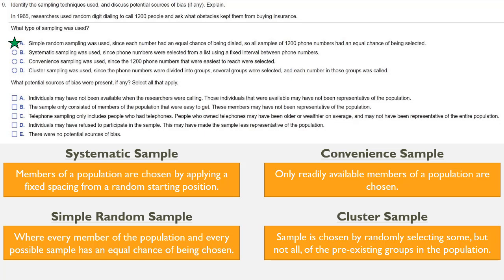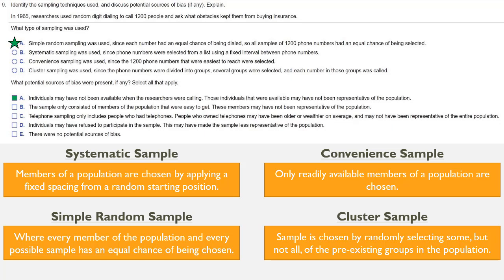What potential sources of bias were present, if any? Select all that apply. So individuals may have not been available when the researchers were calling. Those individuals that were available may not have been representative of the population. Is that a potential source of bias? And in this question, the answer is yes. If you're not home when the phone rings, then you don't get asked the question. And so only people who were home at that particular time would be available for the sample, and that may not be representative of the population as a whole.